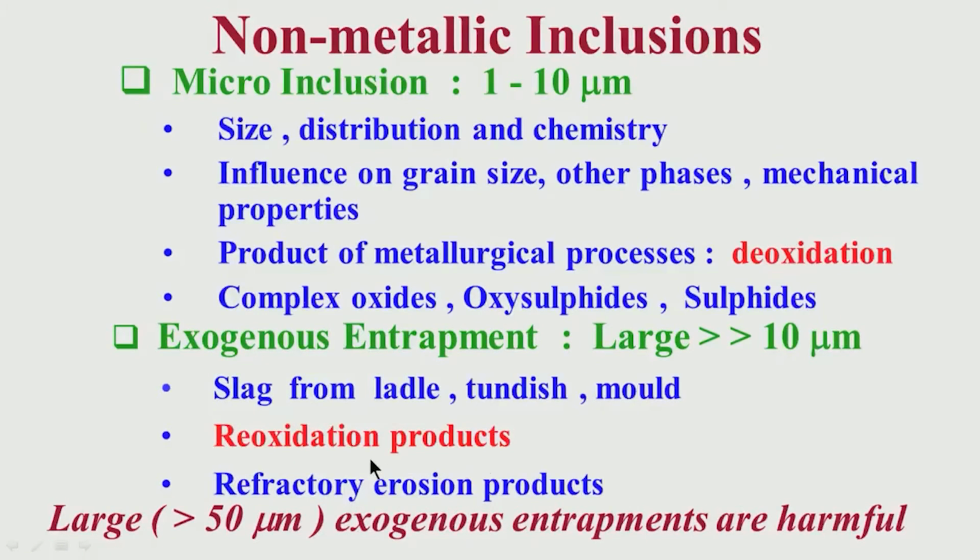So, these might get entrapped in steel. Exogenous entrapments can be slag from the ladle, tundish or mold, reoxidation products, renitrogenation products, or refractory erosion products. When they are present at large dimensions, they are harmful from the point of view of steel quality. Why? They might affect the properties, and they might also create unseemly surface cracks or surface defects on the steel component. So, these are really bad.